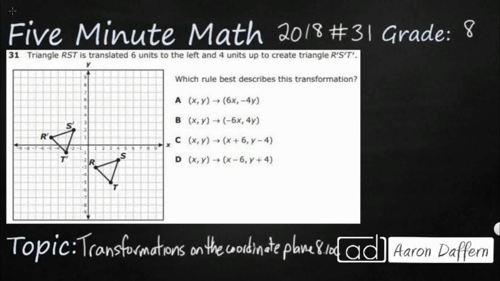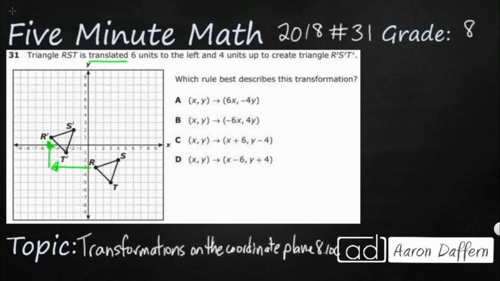So we've got triangle RST. They tell us it's going to be translated 6 units to the left and 4 units up. So if I were to take this R right here, I went over 6 and up 4. So that's a translation. Sometimes we'll call it a slide. We're not rotating it, we're not reflecting it, we're not growing it or shrinking it, we're simply sliding it over and up. And so we need to figure out the rule.